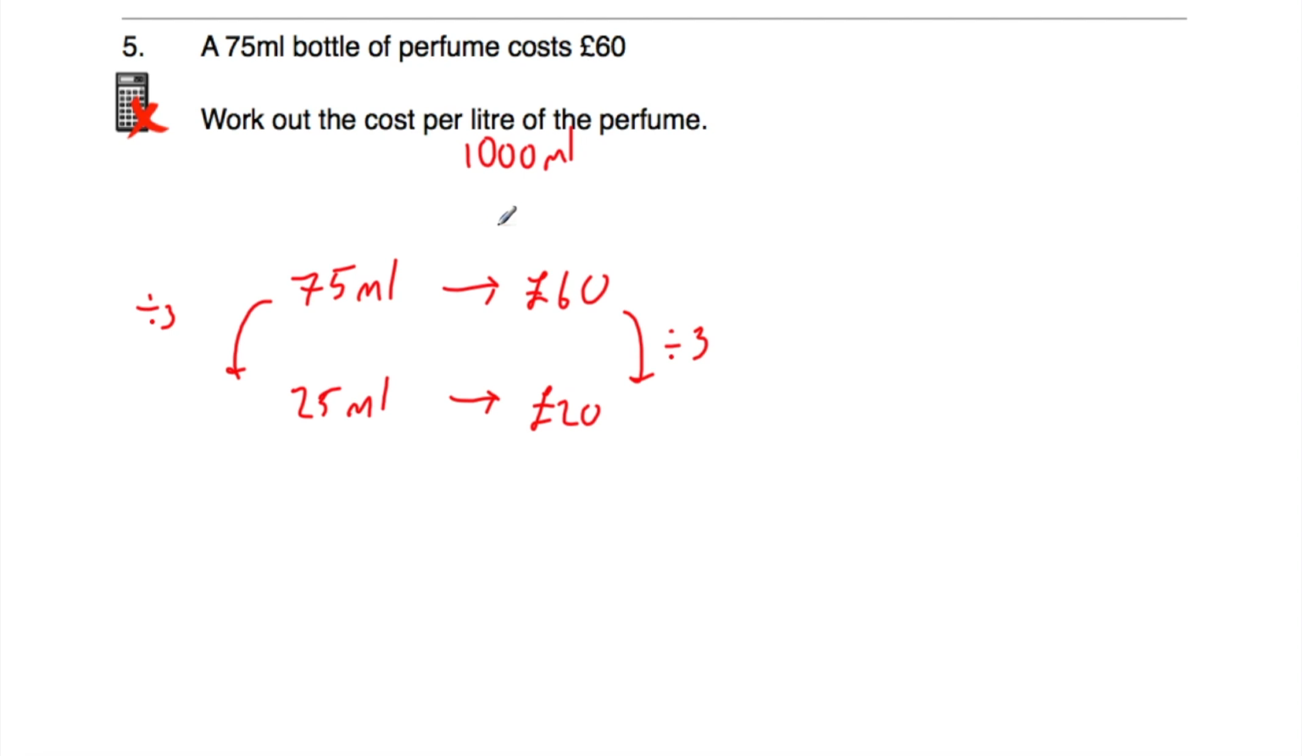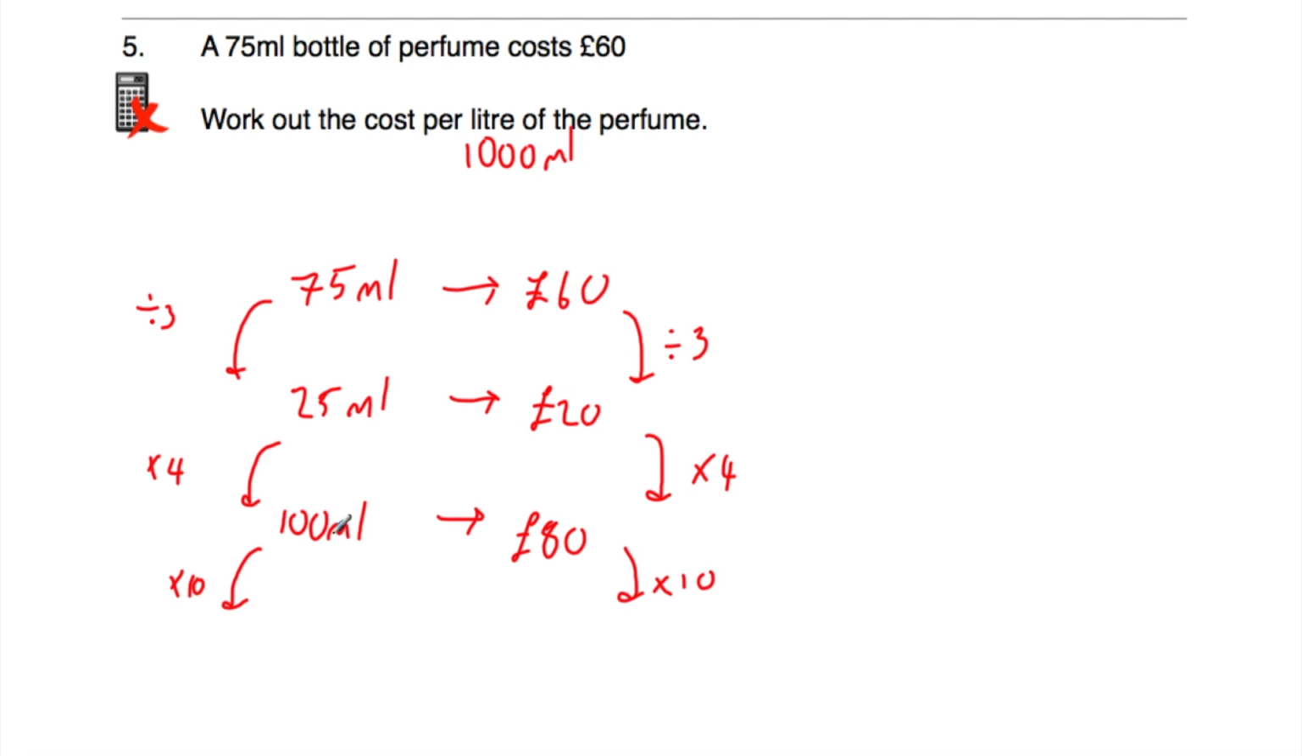Now, I want to find the cost of 1,000, but I'm actually now going to multiply by 4. If I multiply by 4, that will tell me the cost of 100 millilitres. So 4 times 25 is 100. So £20 multiplied by 4 is equal to £80, and that's 100 millilitres. Now, we want to find the cost of 1,000 millilitres, so we now just need to multiply by 10. So times by 10 and times by 10.